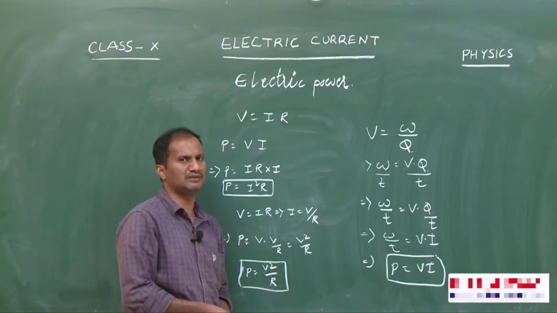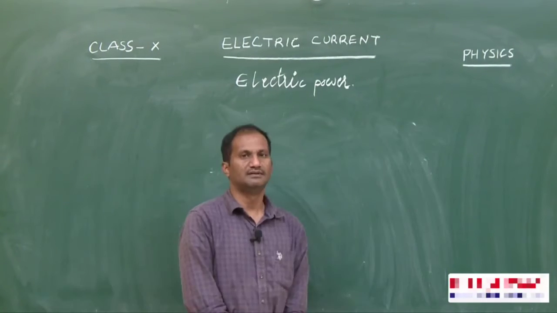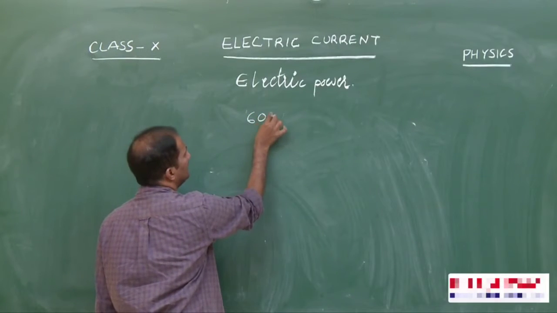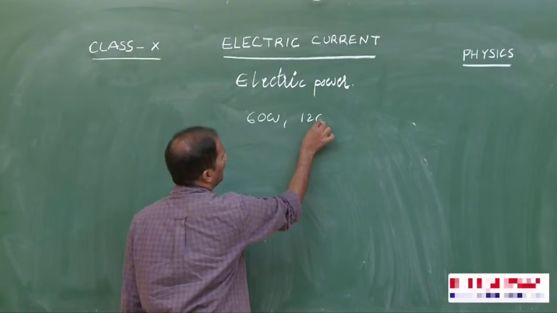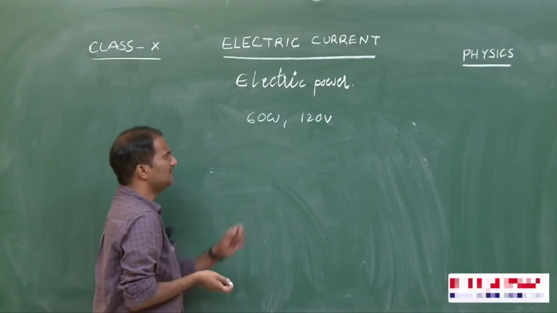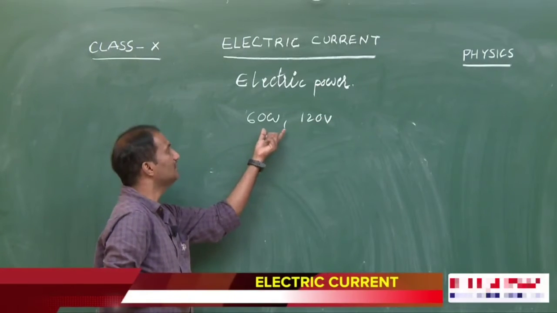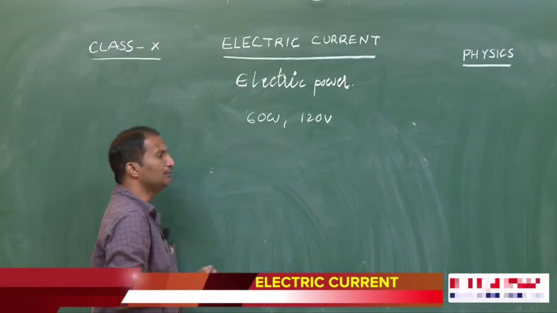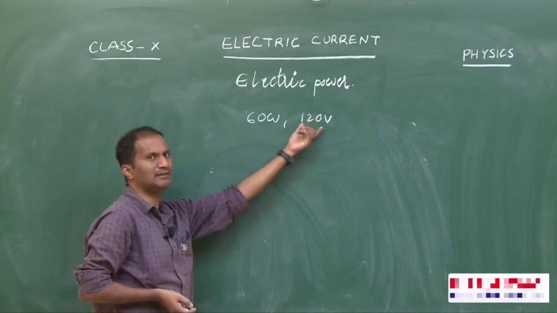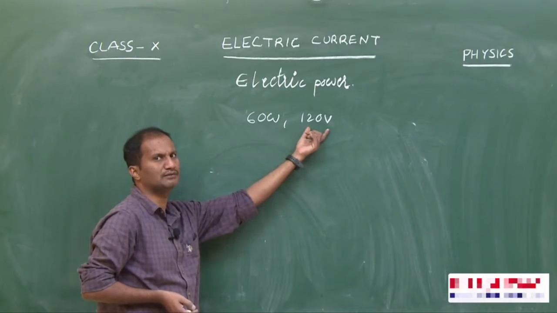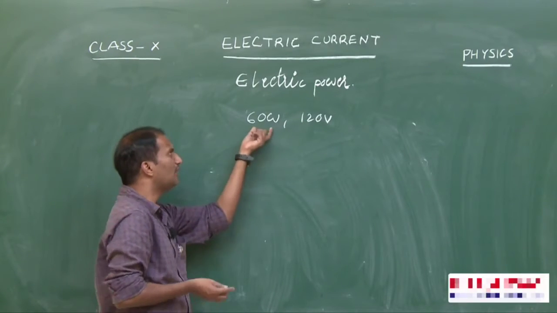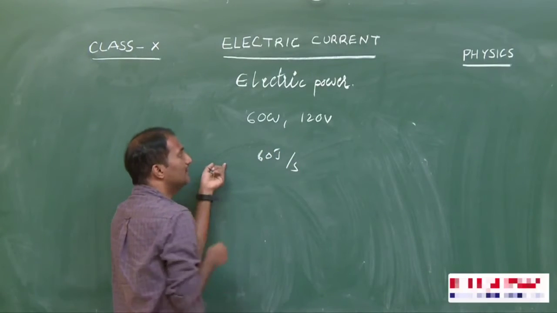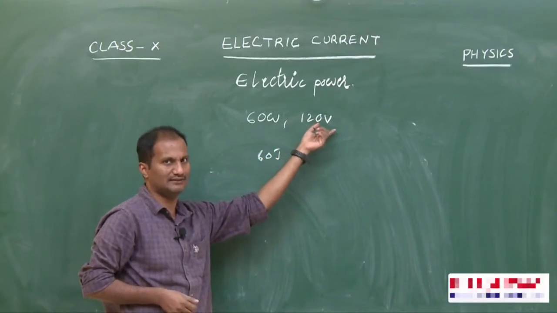Now we are going to see one simple example. Suppose a bulb is rated 60 watts and 120 volts. What is the meaning of these labels given on an electric bulb? This means if you connect this bulb to a potential difference of 120 volts, it can draw 60 joules of energy per second from that source of electricity.